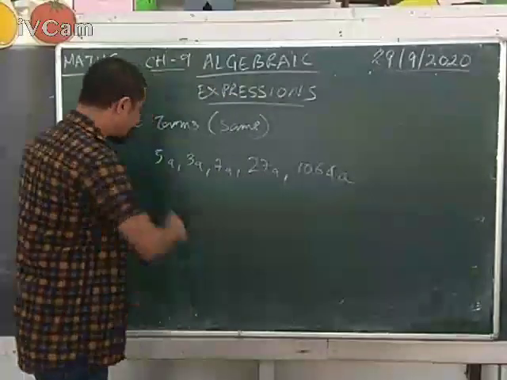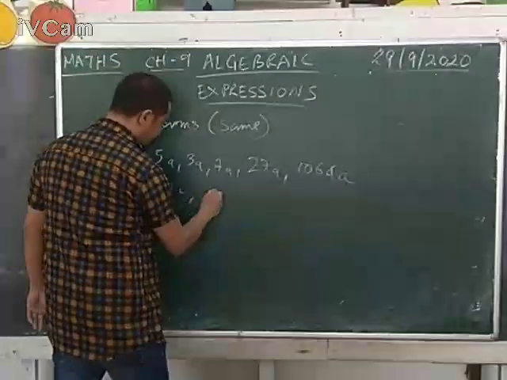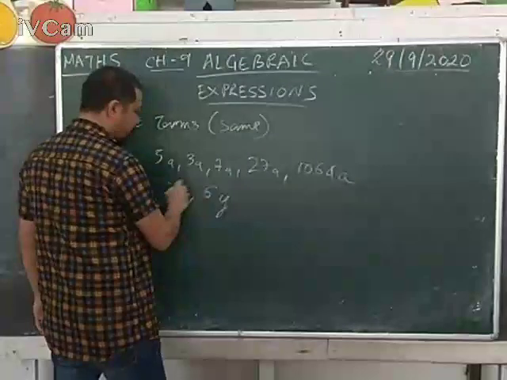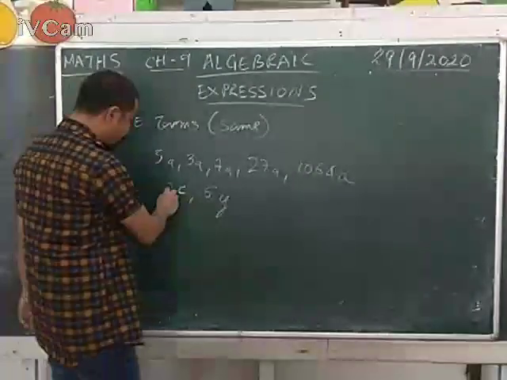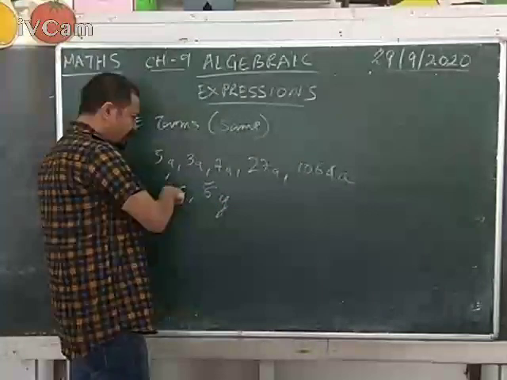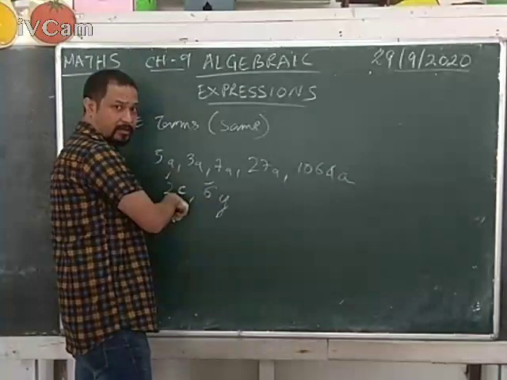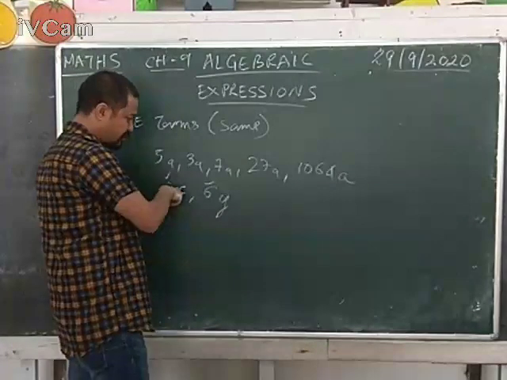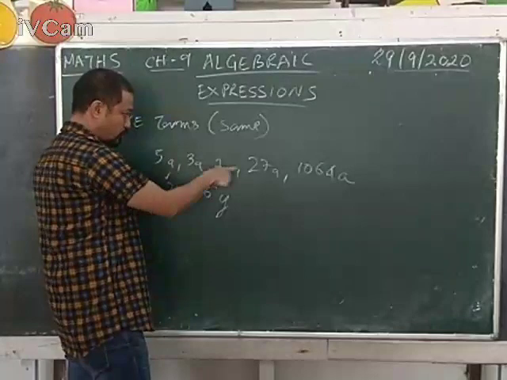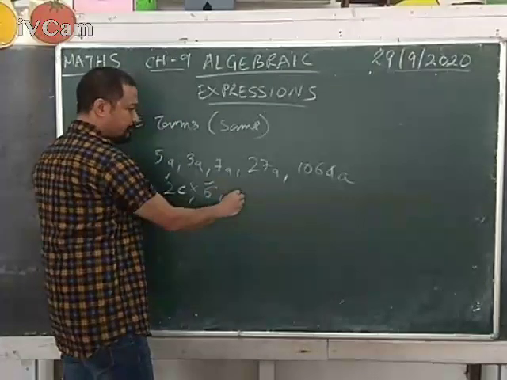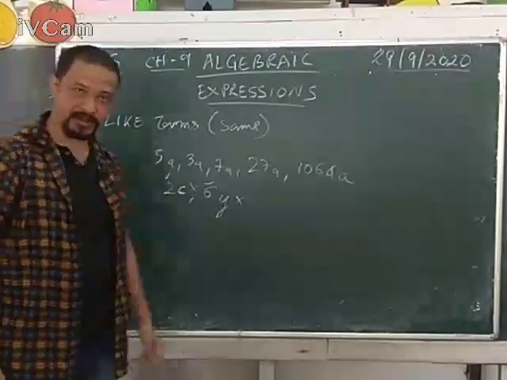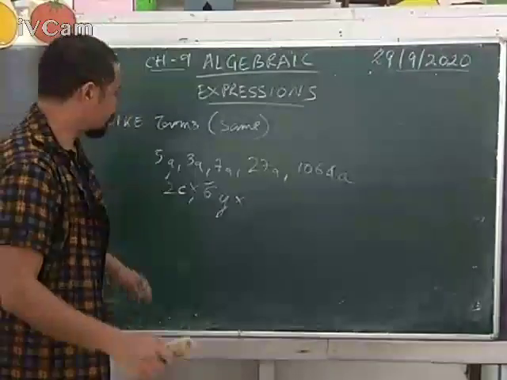Okay, let's say I put 2c, 6y. Would it be like terms? No. Numerical coefficient is there? Yes, there. The variable, the alphabet, is it same? C? No. Y? No. So sorry, these are not like terms. Understood? So like terms means, see, it might be simple.